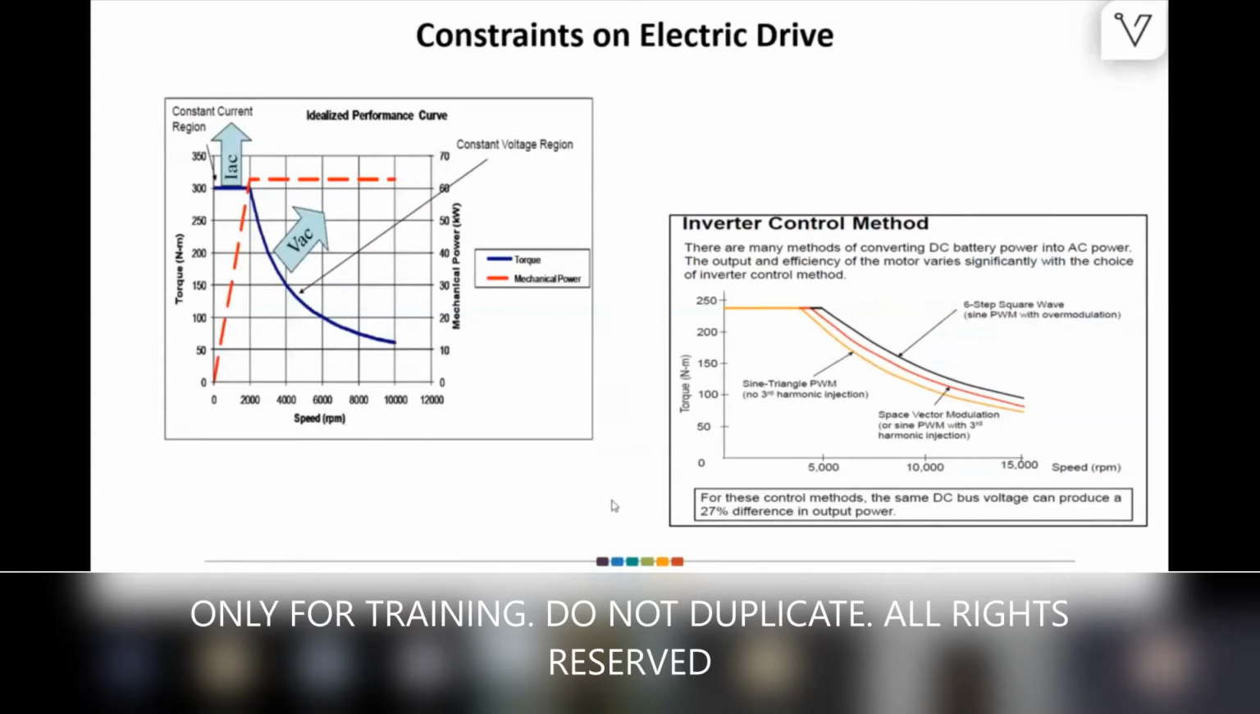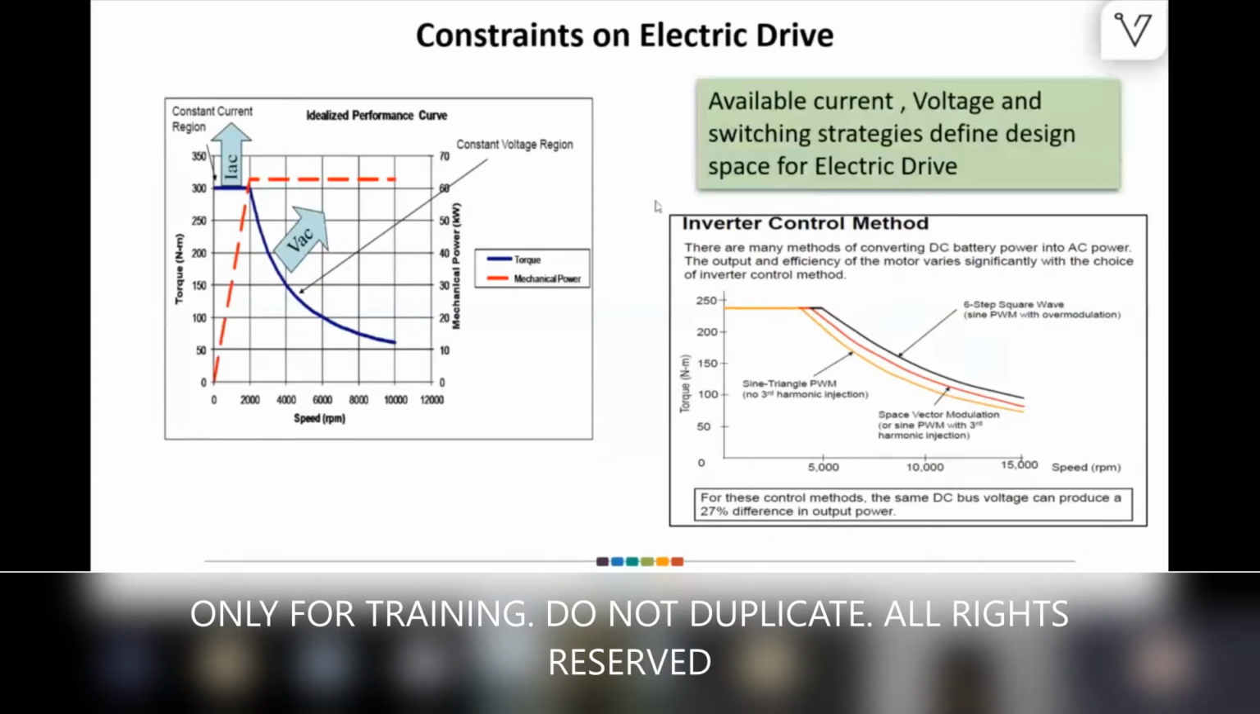But the modulation index or modulation strategy is a key parameter from the machine, or even from the complete electric drive perspective, and that is what is going to impact the vehicle performance as well. So available current, voltage, switching strategies, or I will say modulation strategies, all form the design space for the complete drive. These are the key driving factors for this design.